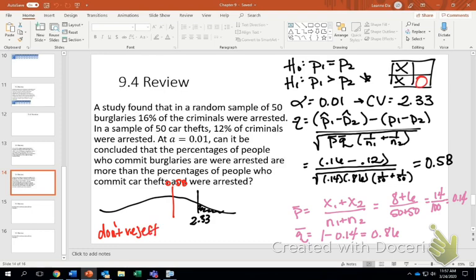Therefore, we're going to circle this answer, and our answer should be there is not enough evidence to support the claim.